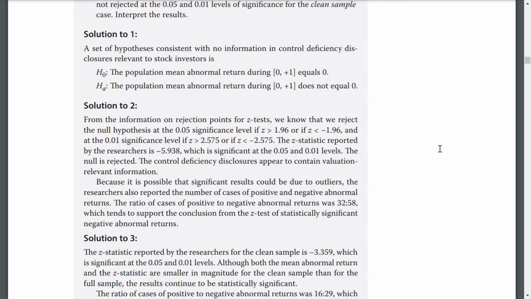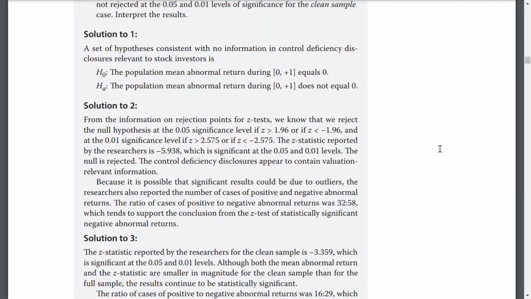The null is rejected. The control deficiency disclosure appears to contain valuation relevant information, although it is possible that significant results could be due to outliers. The researchers also reported the number of cases of positive and negative abnormal returns. The ratio of cases of positive to negative abnormal returns was 32 to 58, which tends to support the conclusion from the z-test of statistically significant negative abnormal returns.